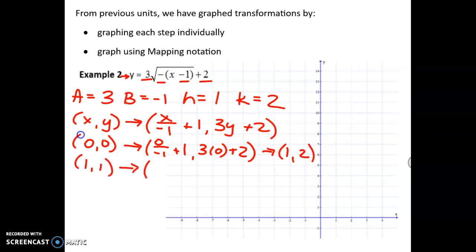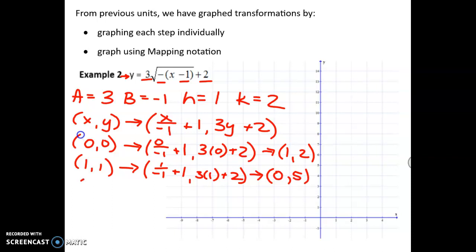Then we can try the point (1, 1). So I plug 1 in for x and 1 in for y. Here we're going to get 1 divided by negative 1, so negative 1. But when I add 1, I'll get 0. So my x value is 0. 3 times 1 is 3, plus 2 is going to be 5. So the point (1, 1) is now at (0, 5).